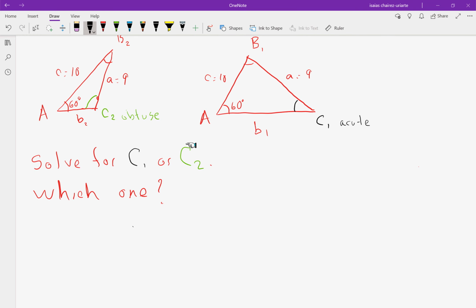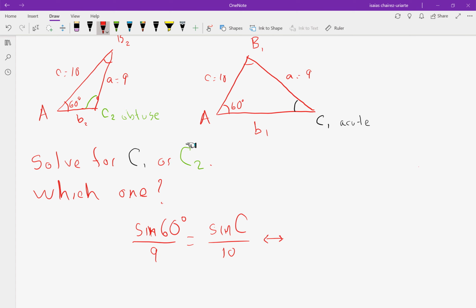So I'm gonna say sine of 60 degrees over 9. So sine of A over A should be equal to sine, I don't know if I'm solving for C1 or C2, so I'm not going to call it either. I'm just going to say sine of C over 10. Let me try to find C, the angle C.